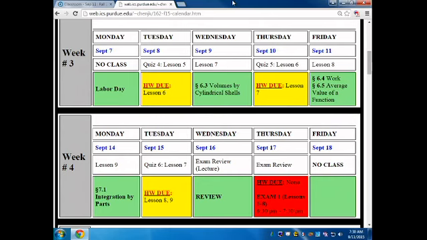Want to draw your attention to that big red square. Exam 1 is coming up next Thursday. It'll cover lessons 1 through 8, up to what we are doing today in class. Next Monday, we'll cover one more lesson, lesson 9, but that will not be on exam 1. Again, exam 1 covers up to what we're doing in class today.